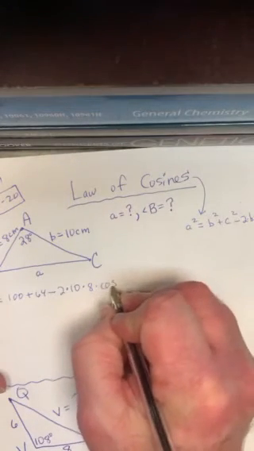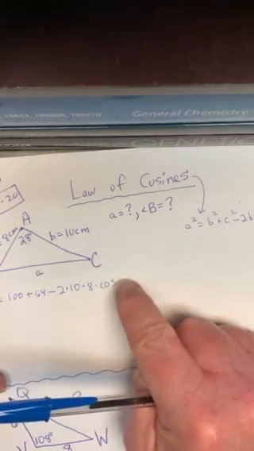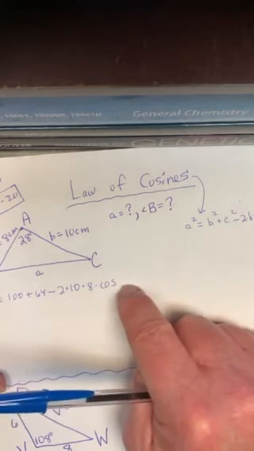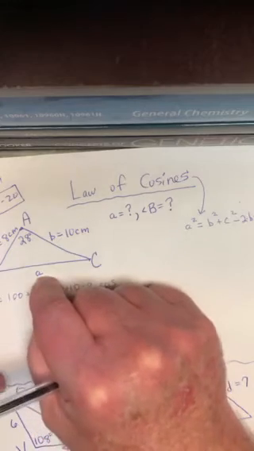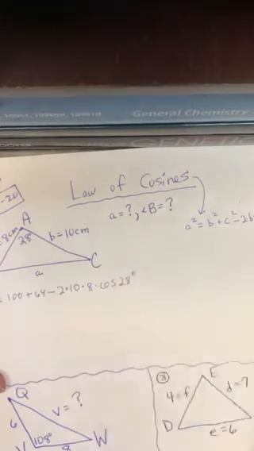Times the cosine of capital A. Angle A is the angle that's across from little side A. So here was side A. Angle A is right there, 28 degrees.